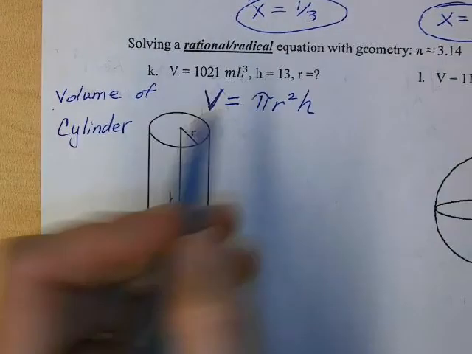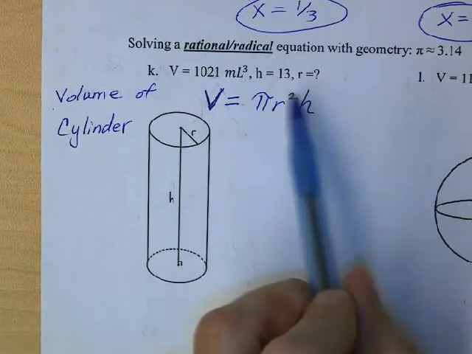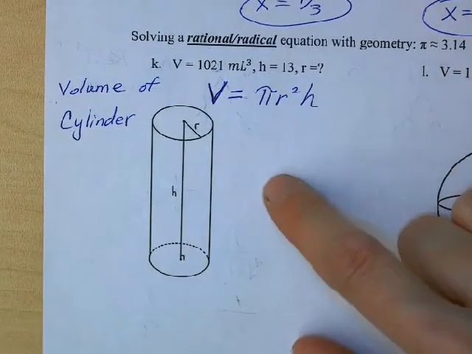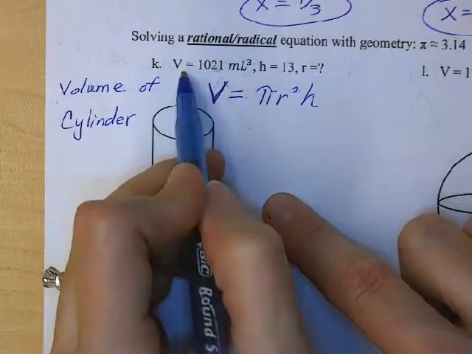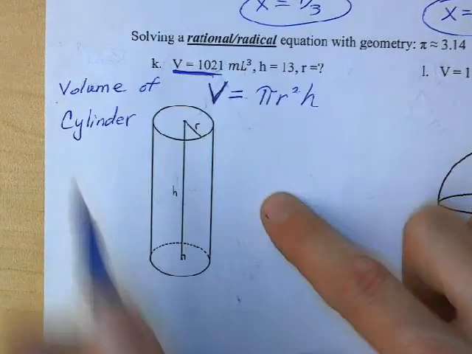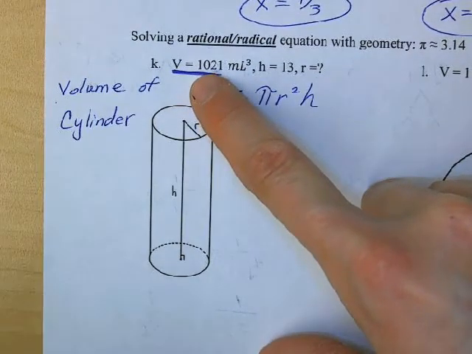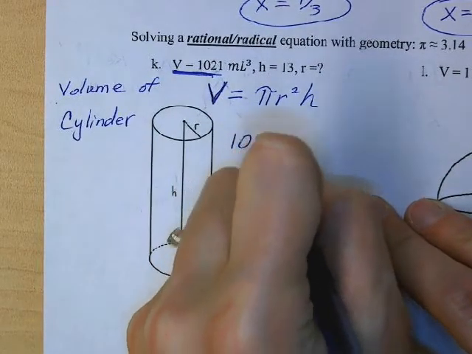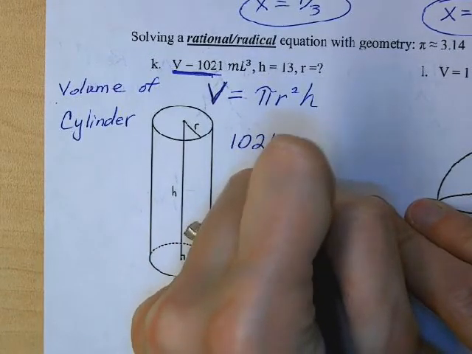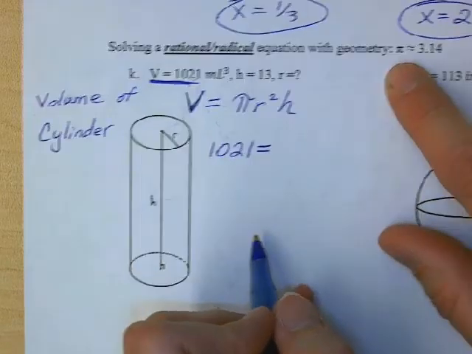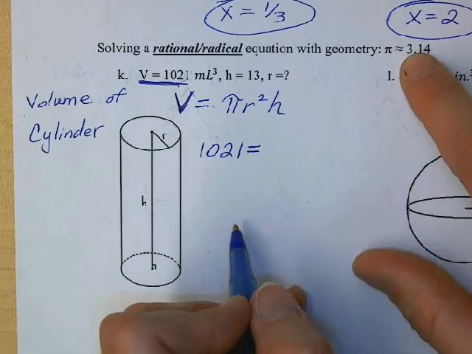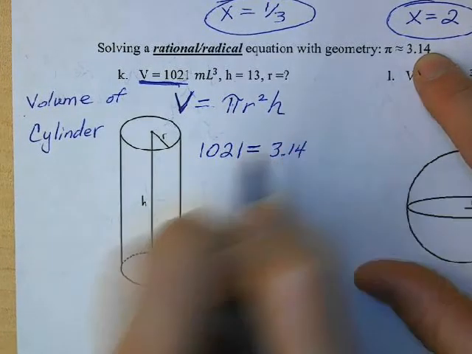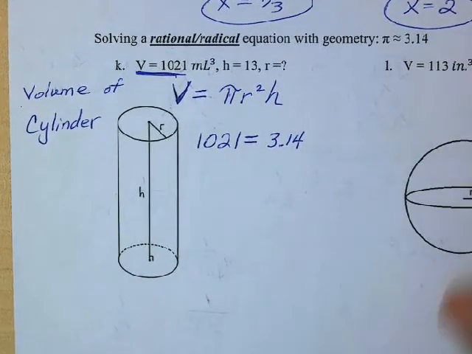Okay, well, we're trying to find r. See, it says r equals question mark, so we're going to be trying to find r. All right, they actually told us what V is. V equals 1021. So for V, we can put 1021 equals, and it says up here in geometry that pi is 3.14. So we've got this pi thing. You can change pi to 3.14.